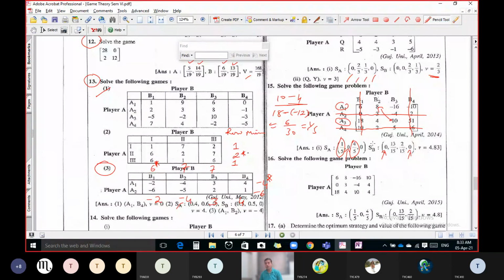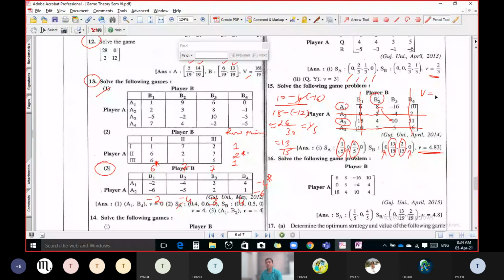Now the probability for B2. Instead of this 4, what we have to subtract is 10 minus minus 16. What is 10 minus minus 16? 10 plus 16, that means 26. So we get 26 upon 30. If we cancel by 2, we get 13 upon 15. See, 13 upon 15 is the probability of B2. So the remaining 2 by 15 is the probability for B3. Over.